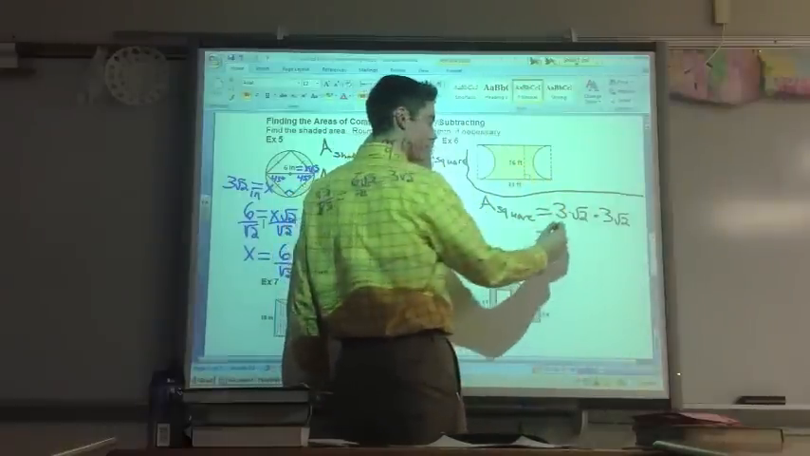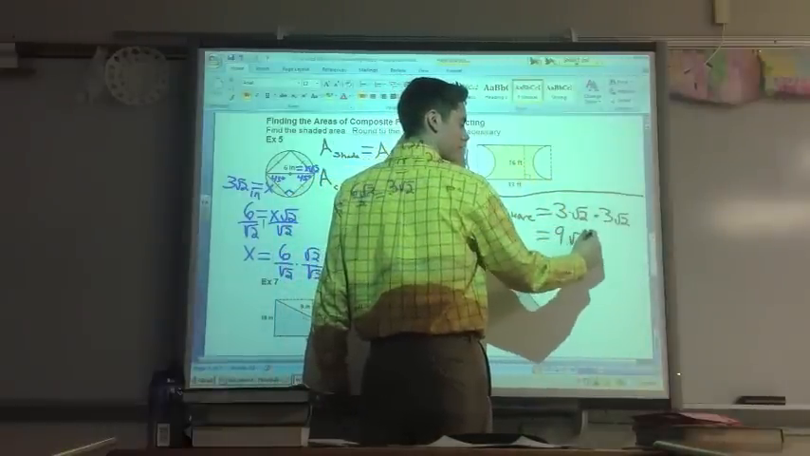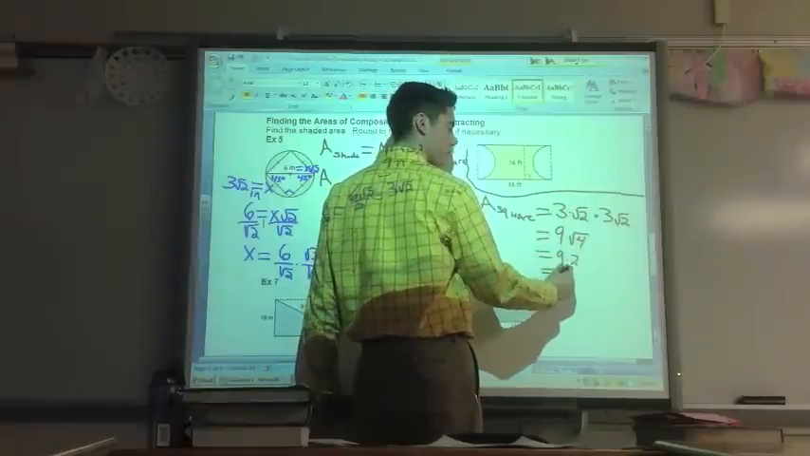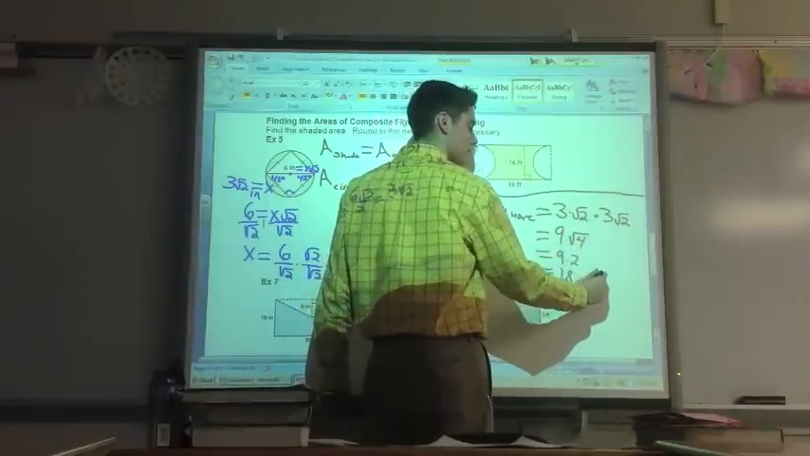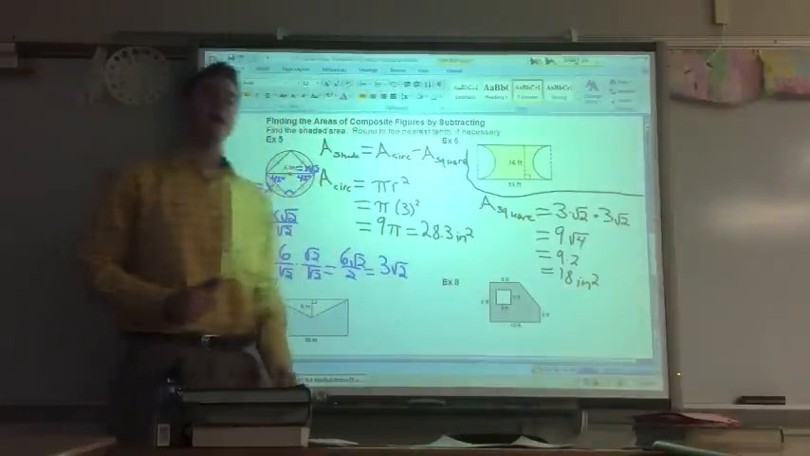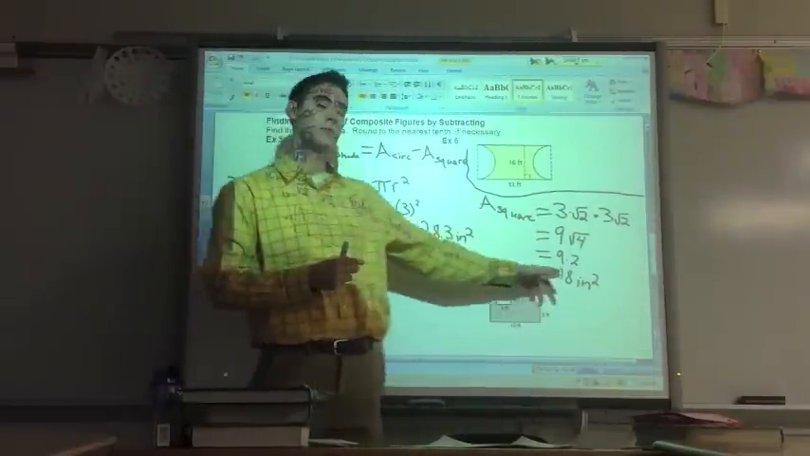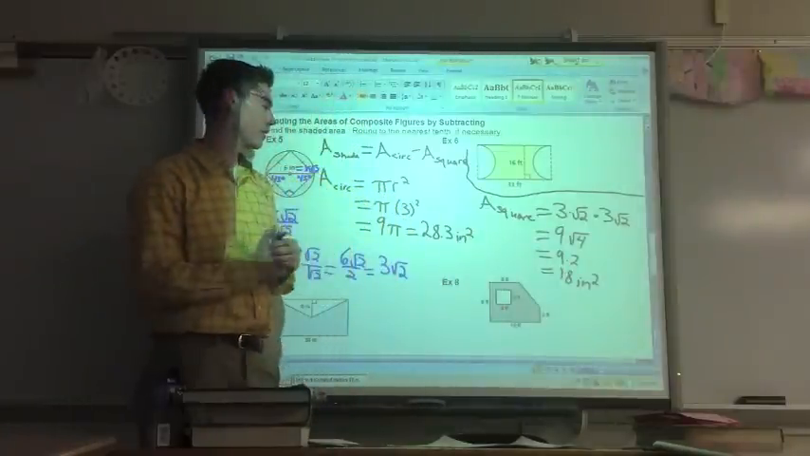3 times 3 becomes 9. Radical 2 times radical 2 is radical 4. And then 9 times radical 4 is the same as 9 times 2, or 18 inches squared. If you used your calculator for that, you should have ended up with something very close. If you rounded decimal points, you may have ended up with 17.9, or something very close to that.